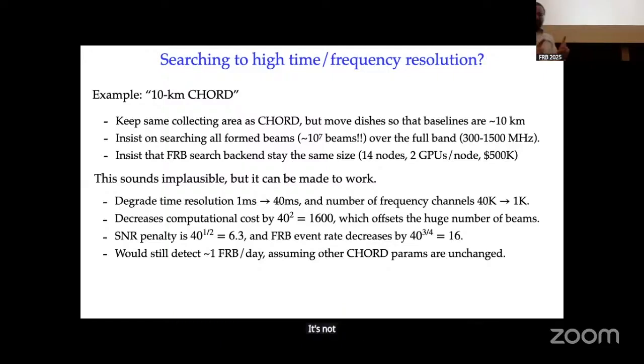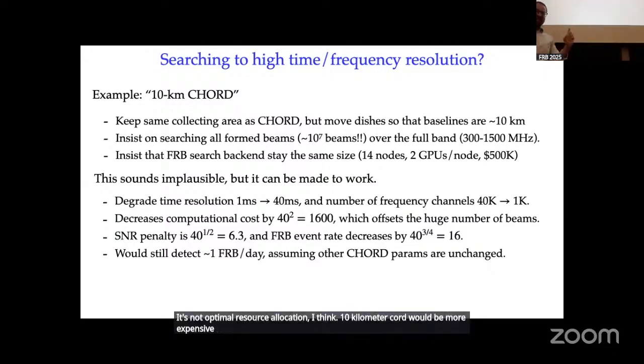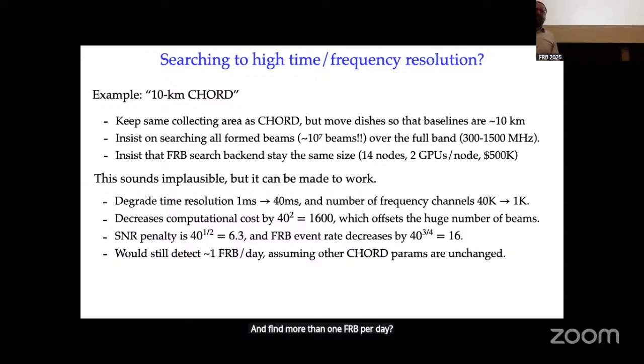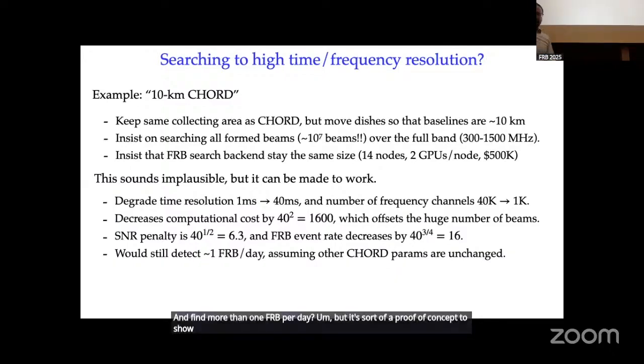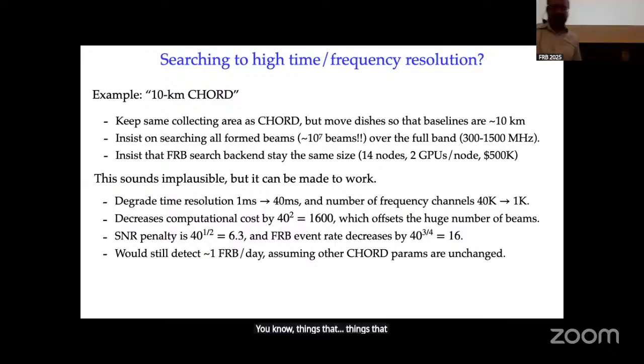It's not optimal resource allocation. I think 10-kilometer CHORD would be more expensive than 100-meter CHORD. And so according to the rule of thumb, you should scale up the FRB backend proportionally in cost and find more than 1 FRB per day. But it's sort of a proof of concept to show that things that look insane are actually feasible.